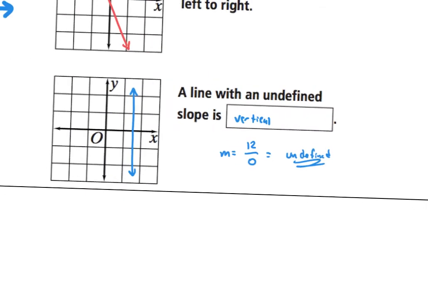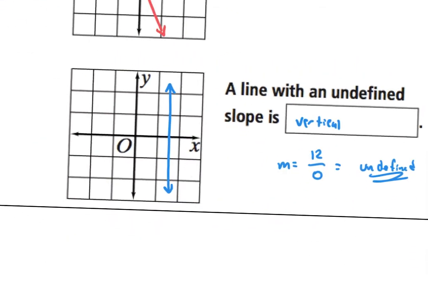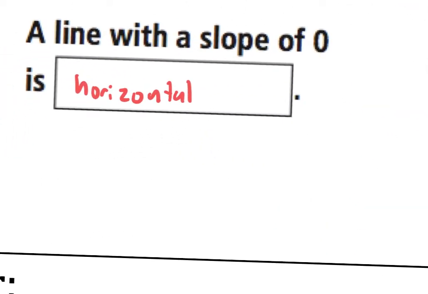The slope is undefined. The line is vertical. Over here, if you got a problem where 0 was in the numerator, then we would say the slope is 0. So in this case, m equals 0. The slope is 0. The line is horizontal.